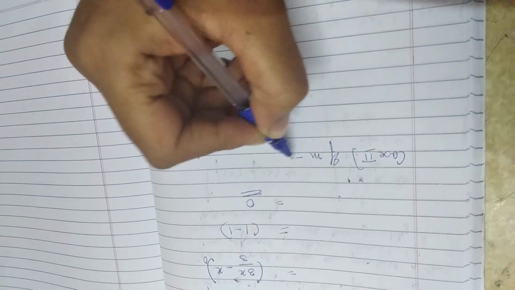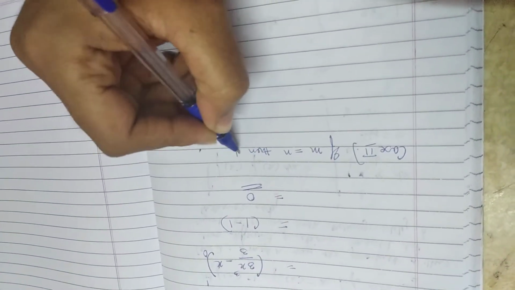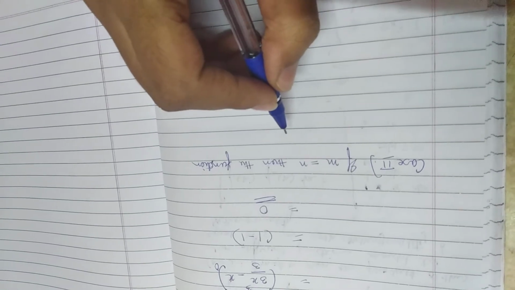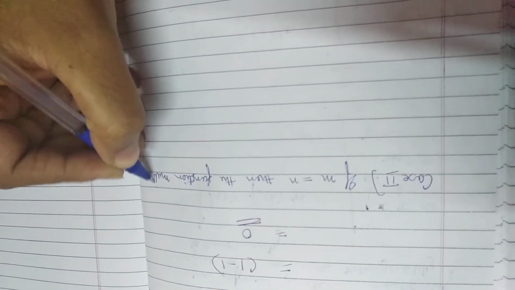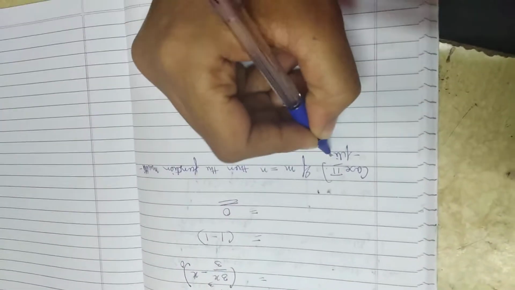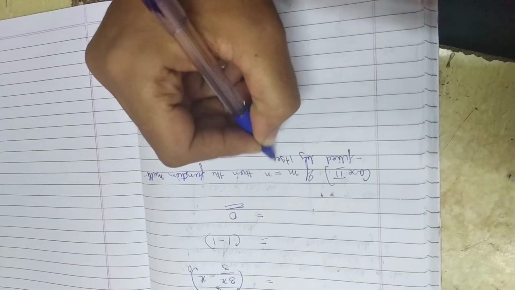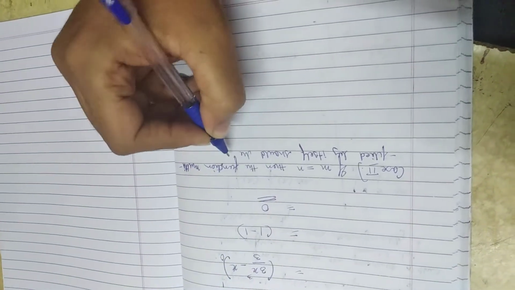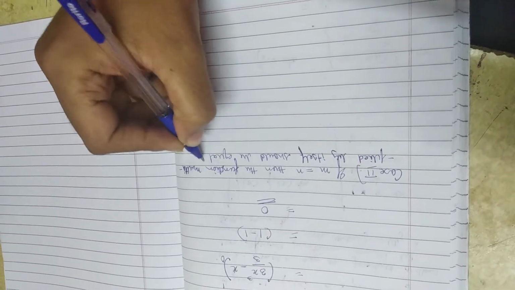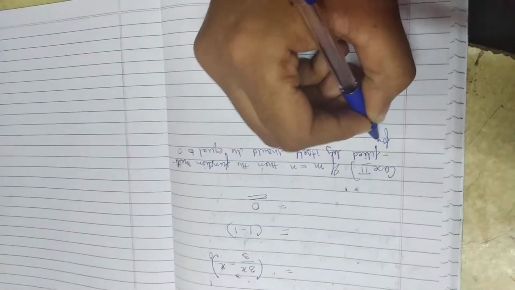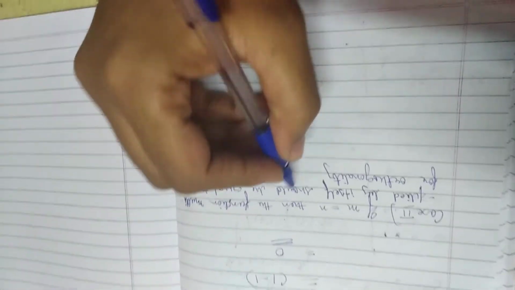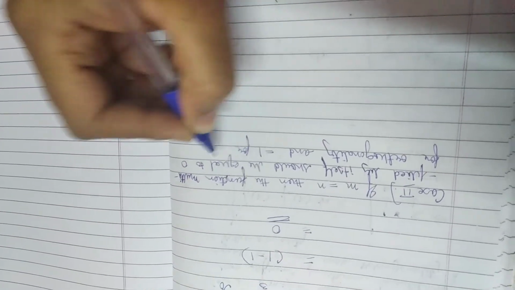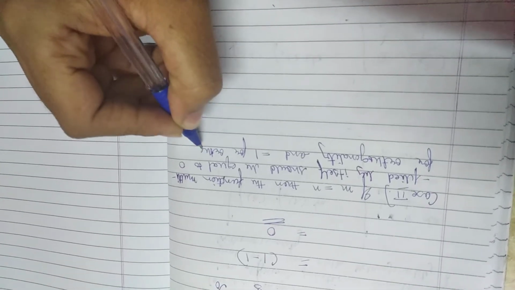If m is equal to n, then the function multiplied by itself should be non-zero for orthogonality, and this is equal to 1 for orthonormality.